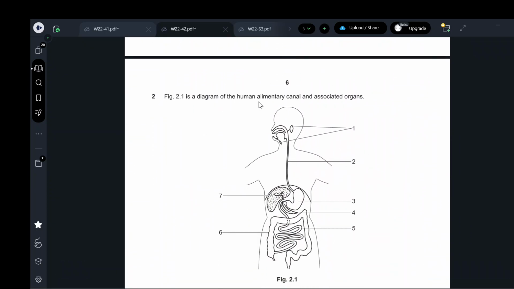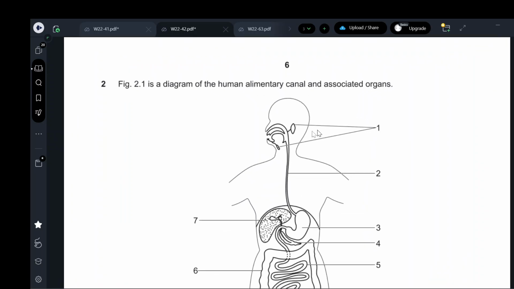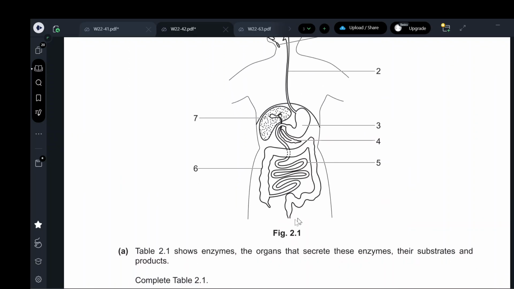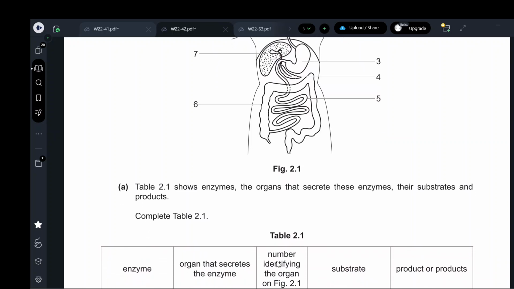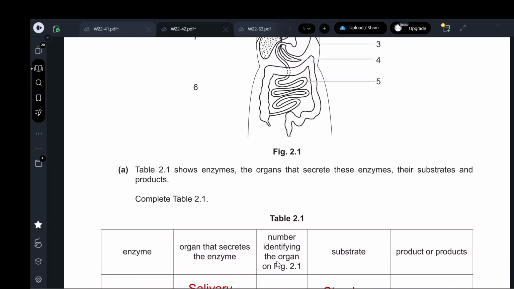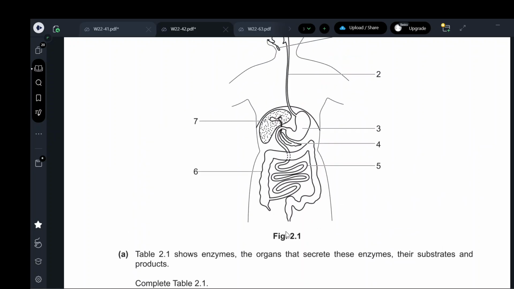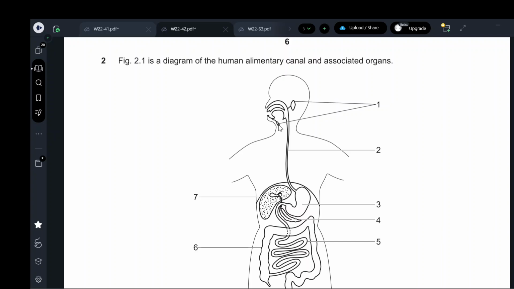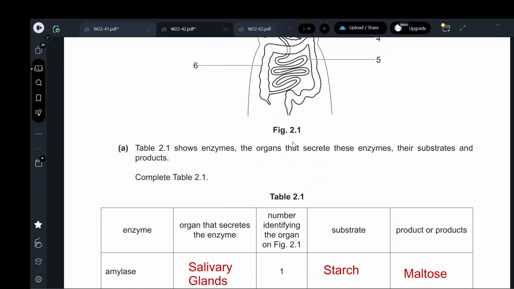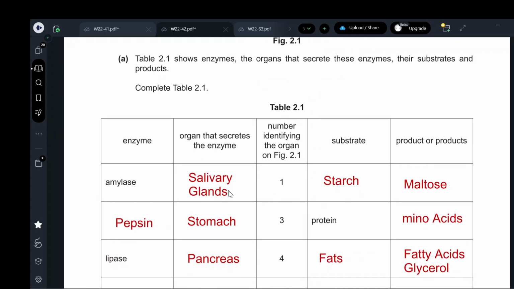Question 2, diagram of the human alimentary canal and the associated organs. It shows the enzymes that the organs secrete, their substrates, and their product. Easy question. You just need to make sure you study the enzymes very well. Amylase enzyme, and he gave you number 1. Number 1, under the tongue and behind the tongue, is the salivary glands. The amylase digests starch into maltose.